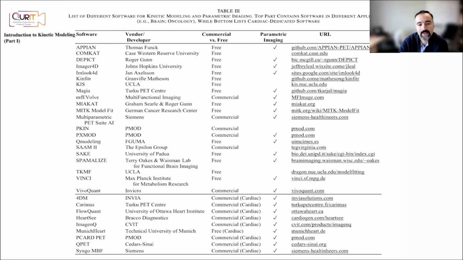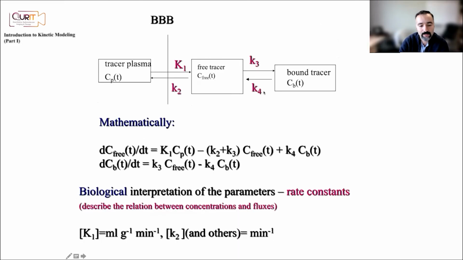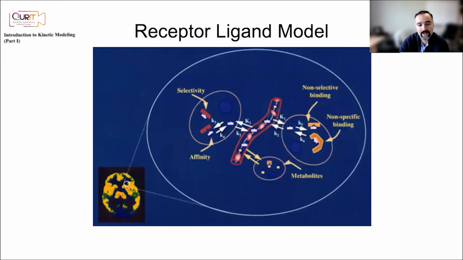In one of the tables there, we listed a lot of software packages out there that allow you to do kinetic modeling, and the majority of them also allow you to do parametric imaging, meaning doing the kinetic modeling at the individual pixel or voxel level, or at sub-regions at least. You can check these out, whether they're commercial or freely available. There's a lot of resources out there. And so the question is, again, how do we estimate these micro parameters?